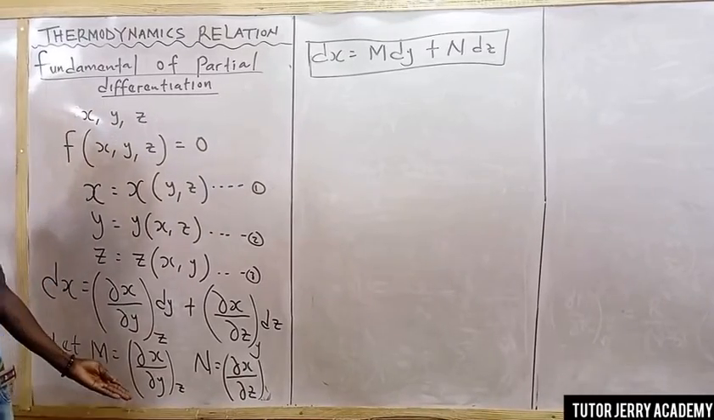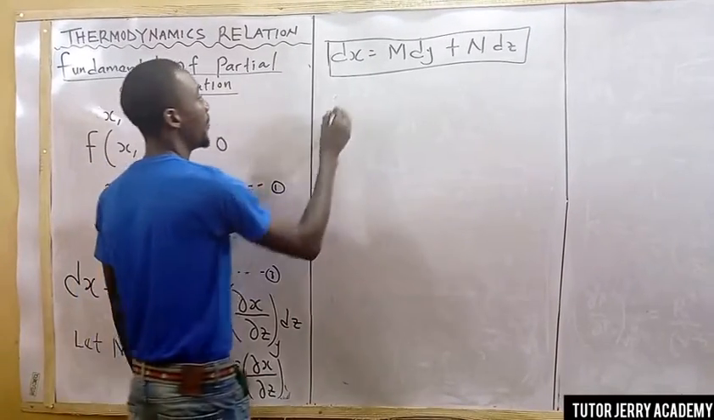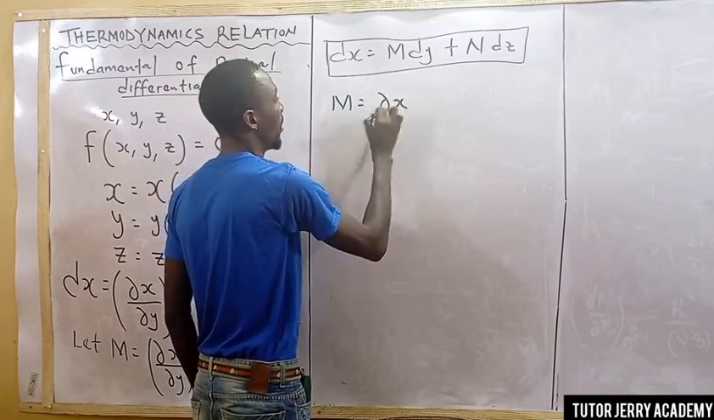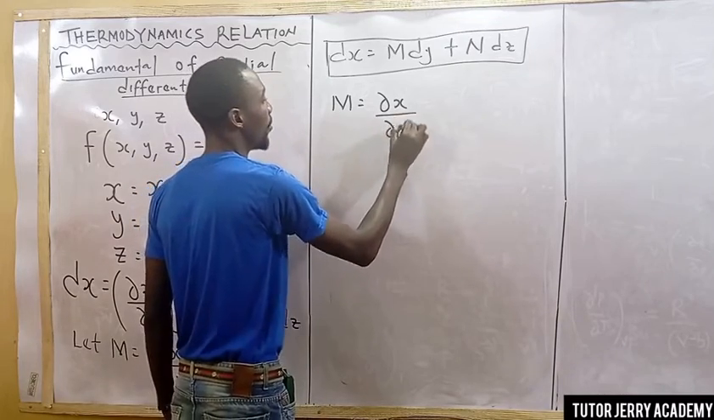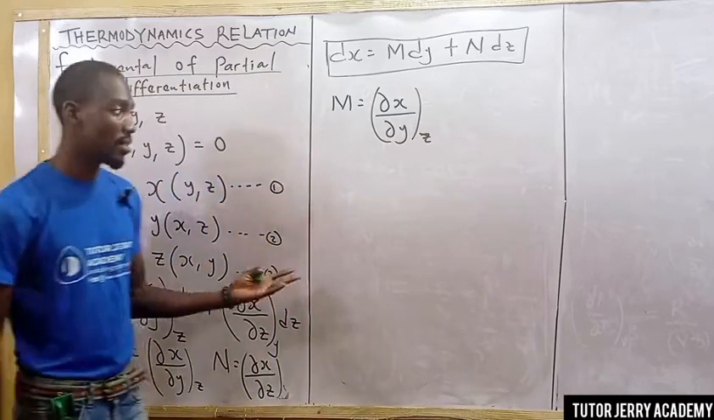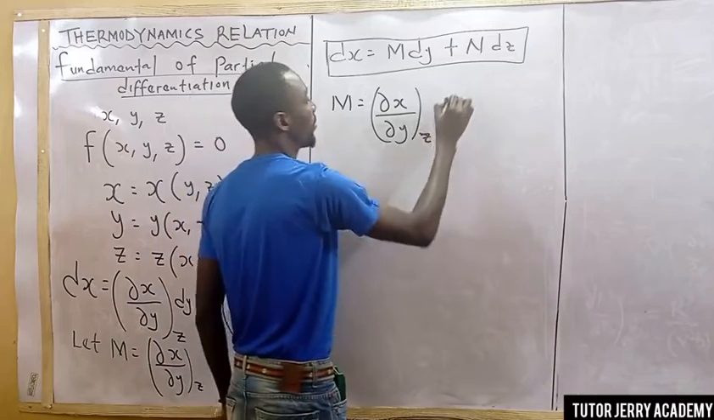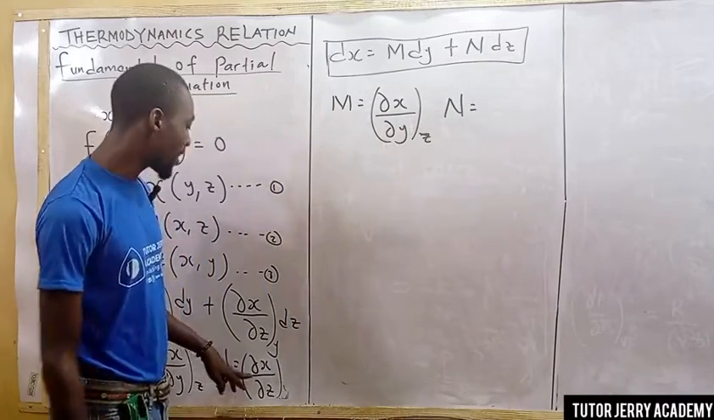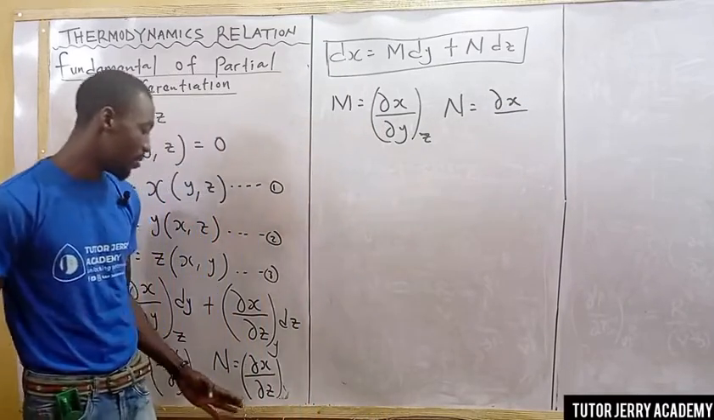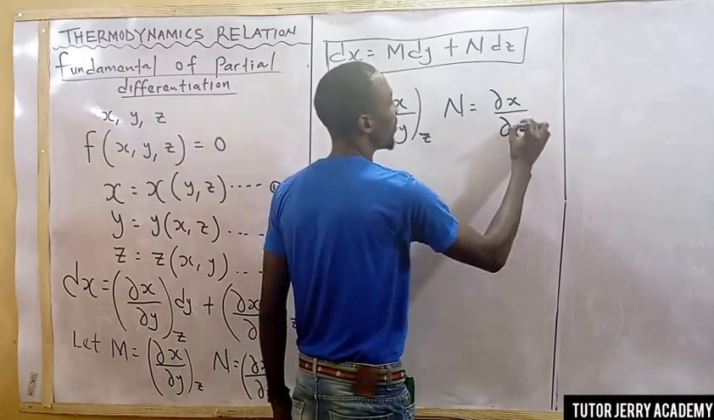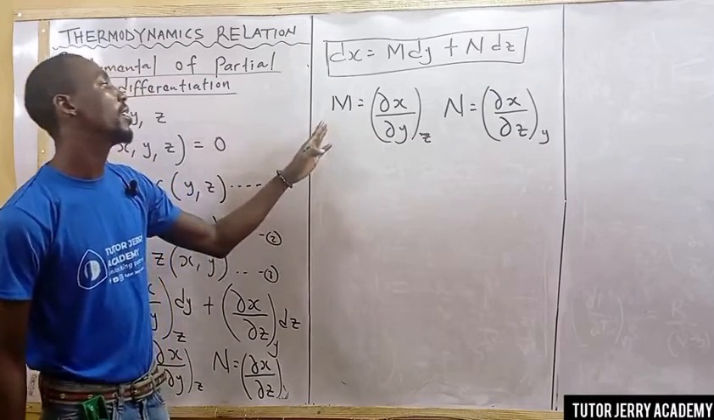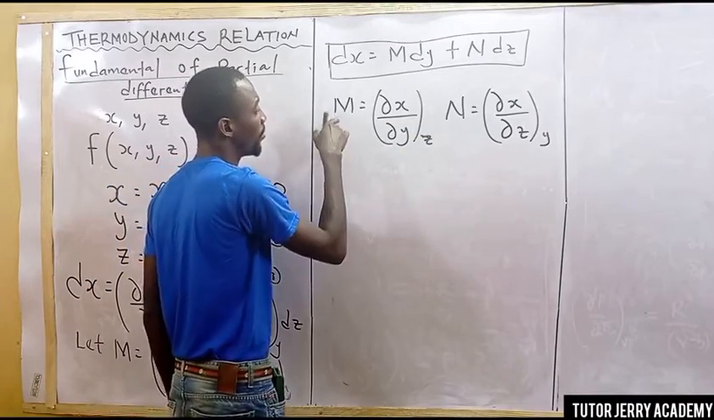All right, now, let's come and pick M. M is equal to the partial differentiation of x with respect to y, keeping z constant. We are keeping z constant. And N is equal to the partial derivative of x with respect to z, keeping y constant. All right, if I differentiate, what will I get? So I'm going to differentiate this.